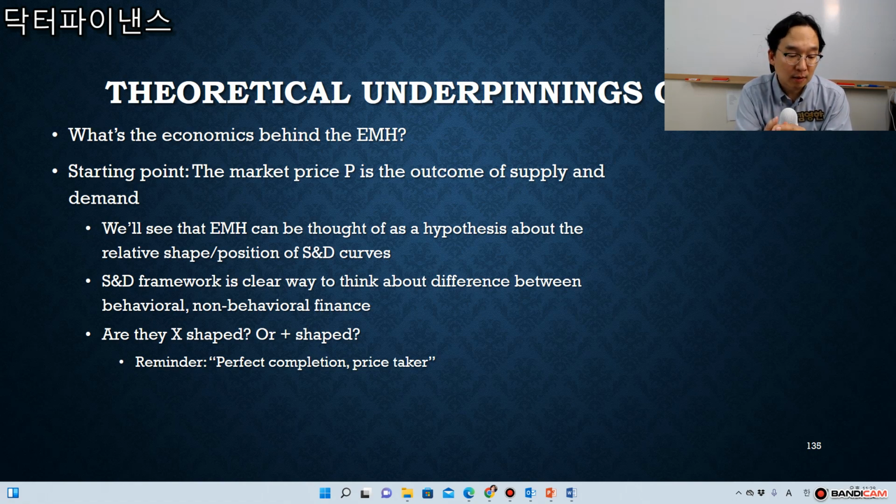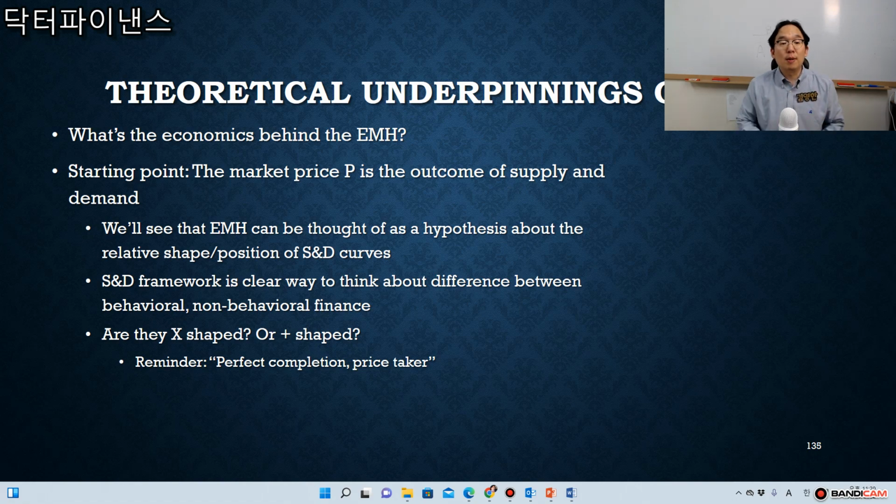If the market is perfect competition, okay, equilibrium price, and then the demand curve and supply curve that individual suppliers and then the demanders, individual companies face and then the consumers face, how is it shaped, right? That's the thing you have to remember, okay? Perfect competition. Anyway, we will see that the EMH can be thought of as a hypothesis about the relative shape and position of supply and demand curves.